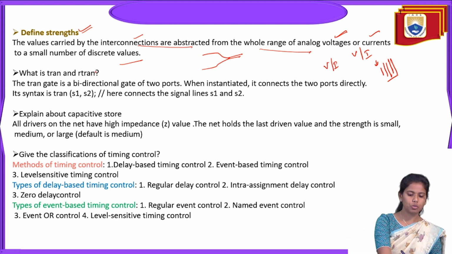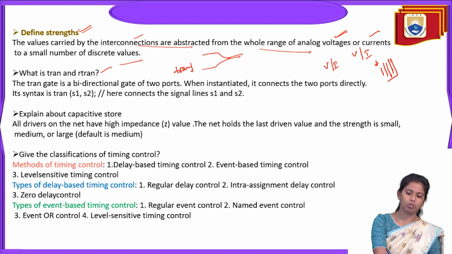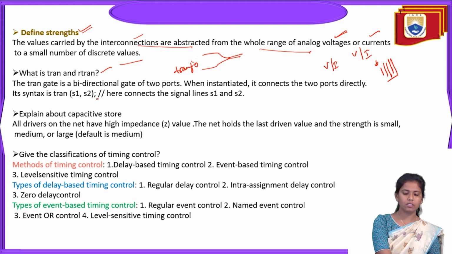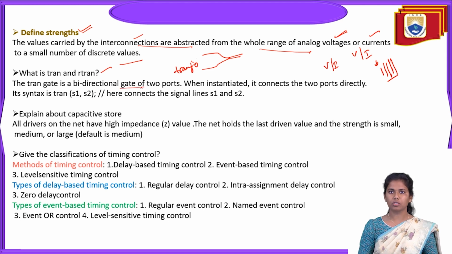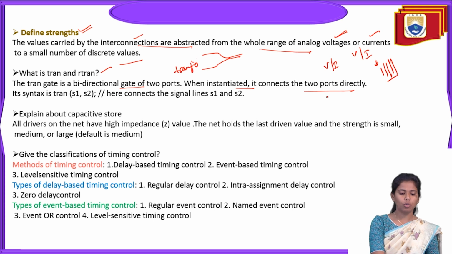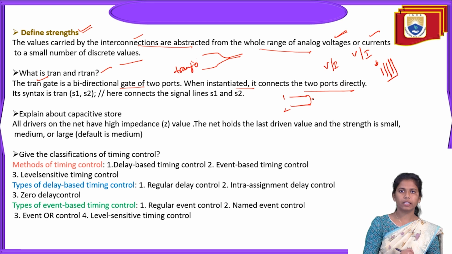Okay. Then coming to tran and R-tran. Previously we have discussed tranif 0, right? Tranif 0 is one of the bidirectional switches from the switch primitives. And now we discuss what tran and R-tran are. So tran is a gate. Tran gate is a bidirectional gate of 2 ports. When instantiated, it connects the 2 ports directly. So tran connects the 2 ports, 1 and 2, directly.